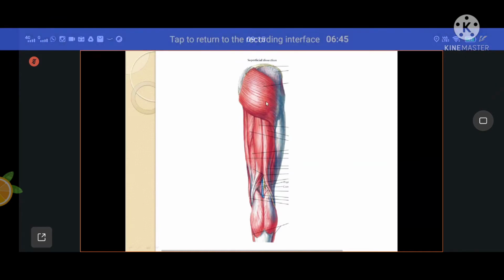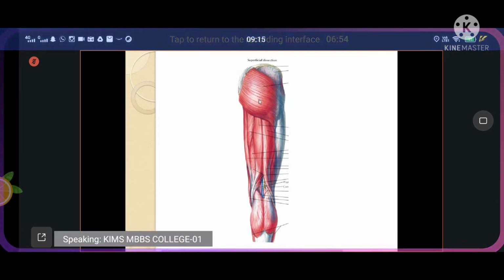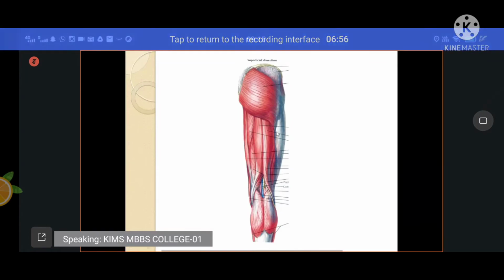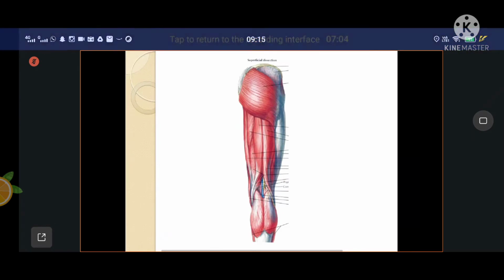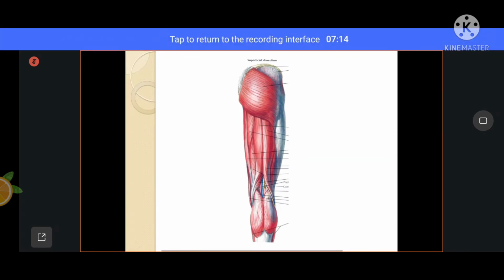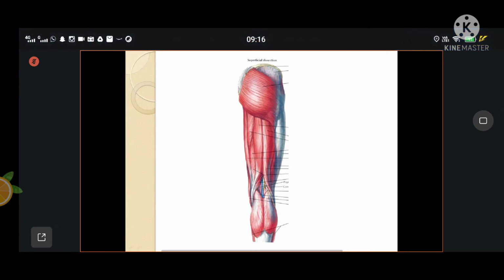The action of the gluteus maximus muscle. What is the action of the gluteus maximus muscle? It is a chief extensor of the hip joint. And also the upper fibers of the gluteus maximus muscle help in abduction of the hip joint. And the gluteus maximus muscle is a lateral rotator of the hip joint.